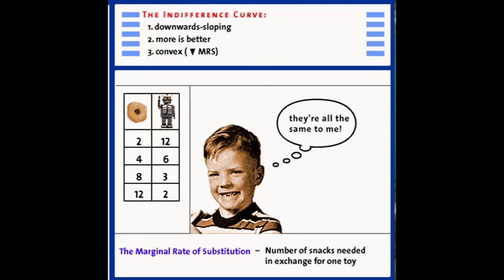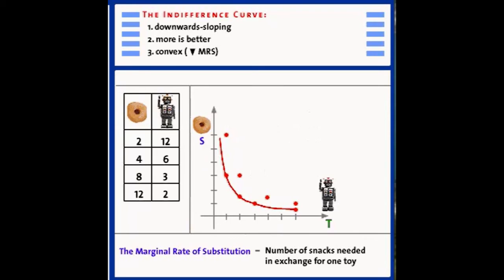And 8 toys, 2, 4, 6, 8 toys and 3 snacks will take us to this point. And finally, 12 toys and 2 snacks will take us to this point. Again, these are only a few of the combinations that provide Chris with this new higher level of satisfaction. If we connect these dots, we'll get a new indifference curve.